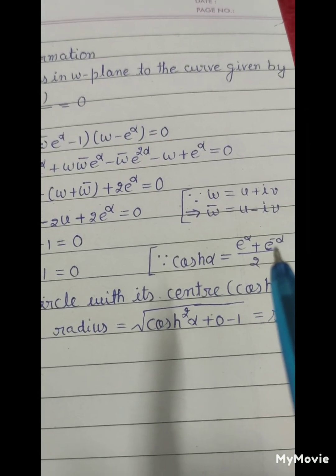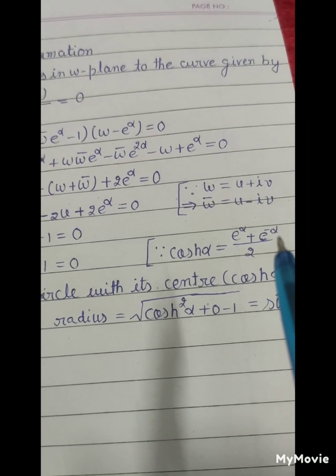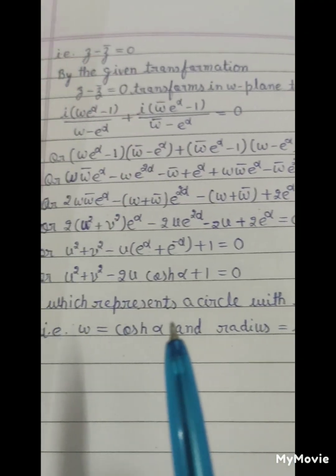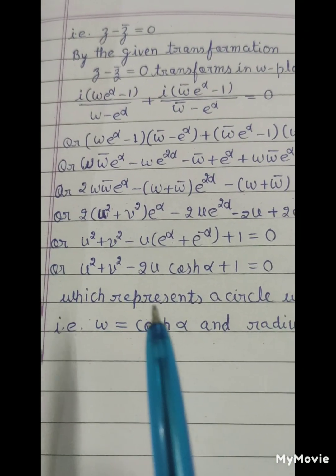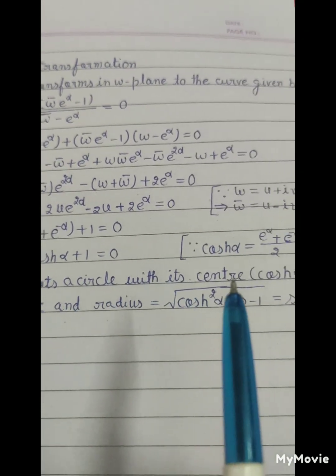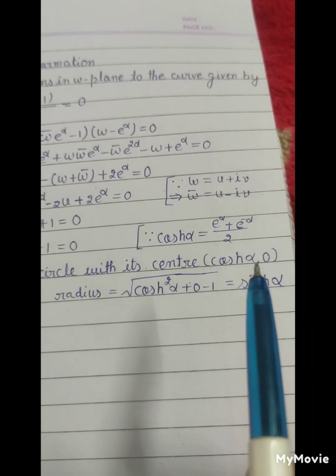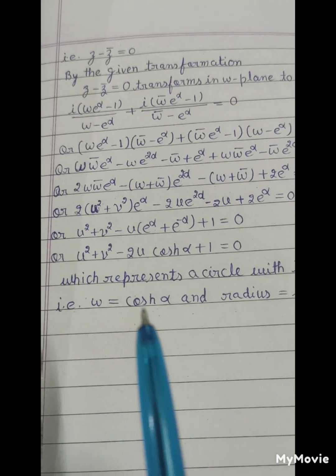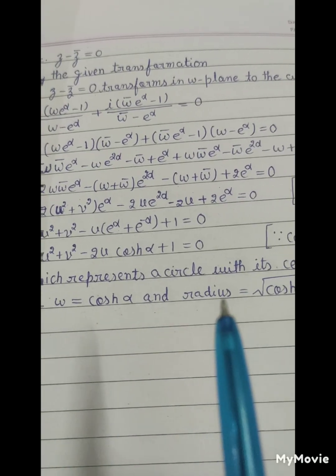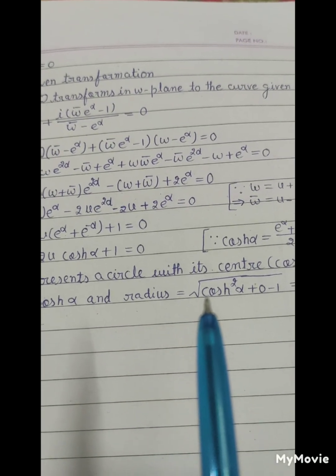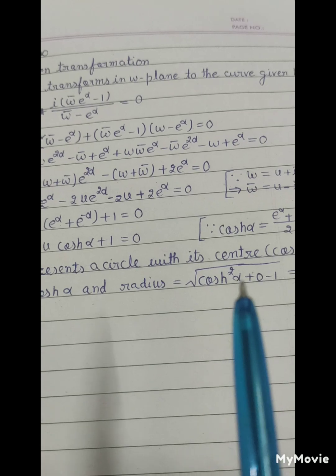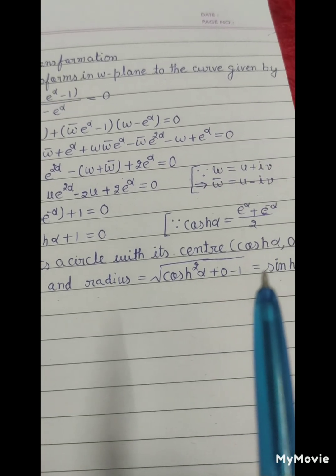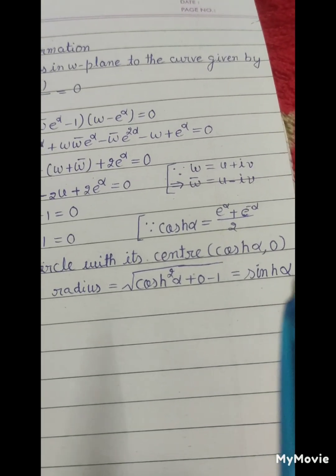which represents a circle with its center at (cosh α, 0), that is W equals cosh α, and radius equal to the square root of cosh²α + 0 − 1, which equals sinh α.